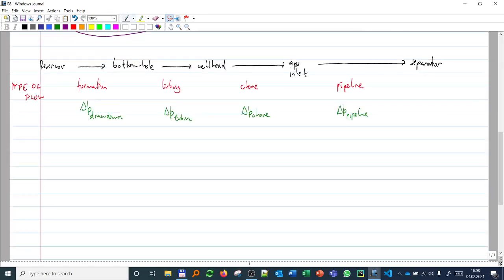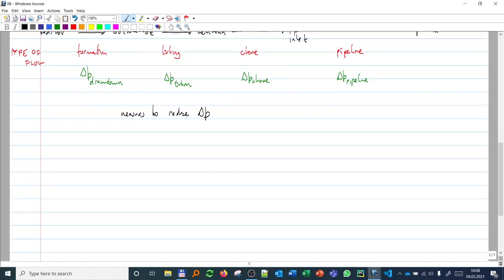So let's see some measures that we can take to reduce delta P. Let's go one by one. Maybe we start with the formation, delta P drawdown.